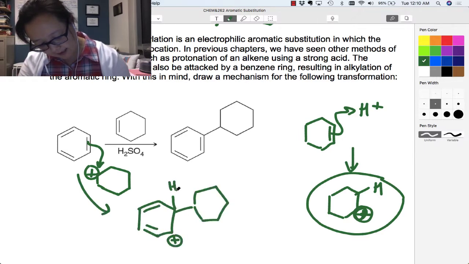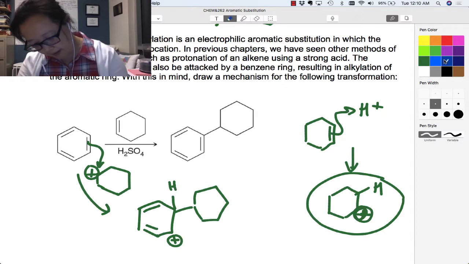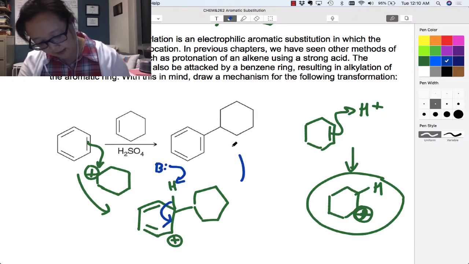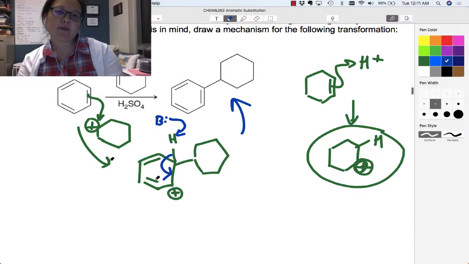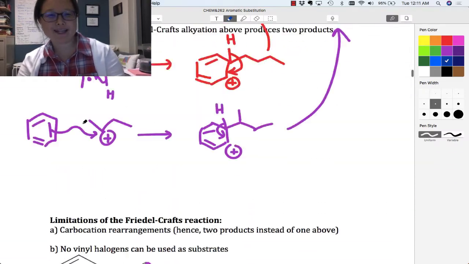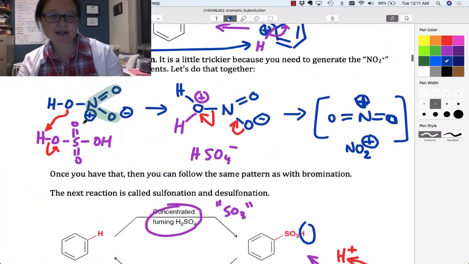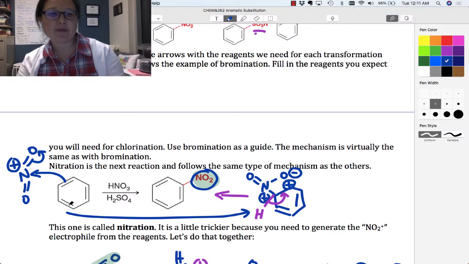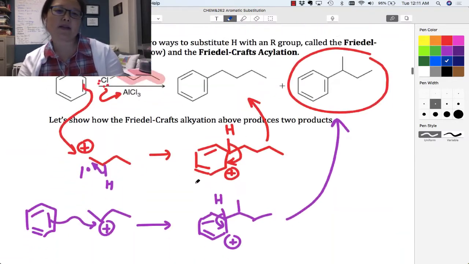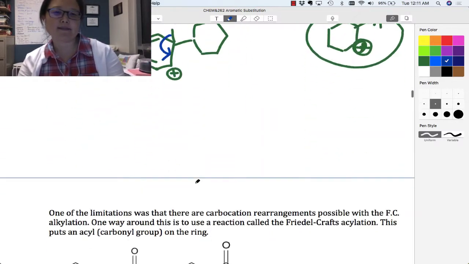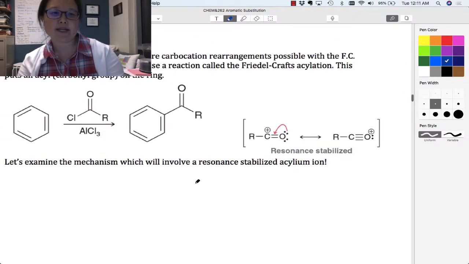So then I just need some kind of a base to come along and regenerate the aromaticity. And I want you to really focus on how do we get there? Everything's the same, okay? We have an electrophile that's positively charged, and then we have the benzene attack it, and then the benzene's no longer aromatic, and we regenerate the aromaticity. So you end up with a substituted benzene. That's how all of those reactions work.